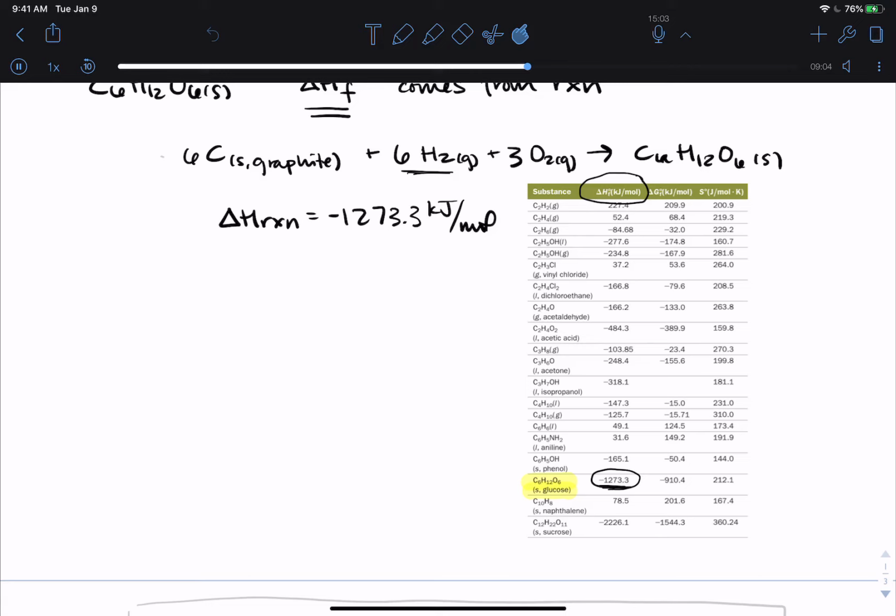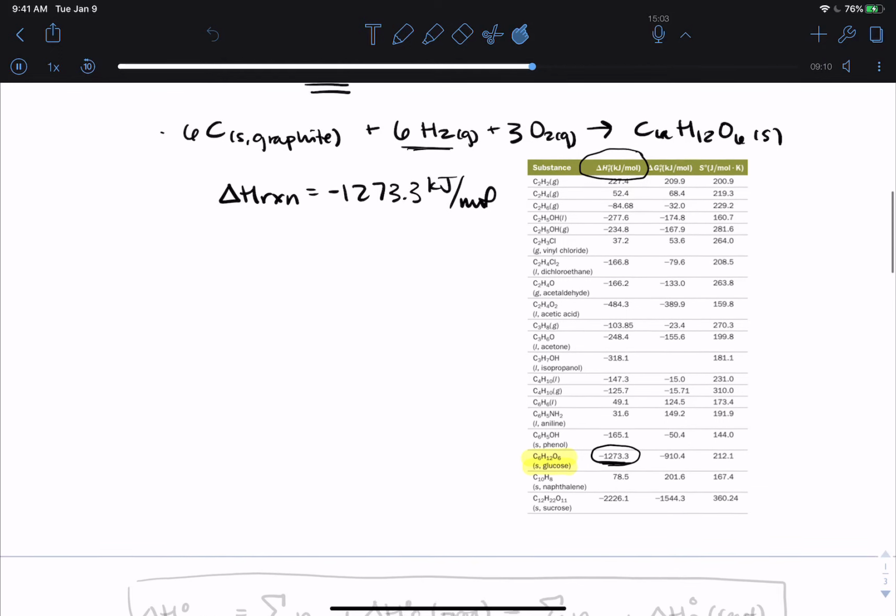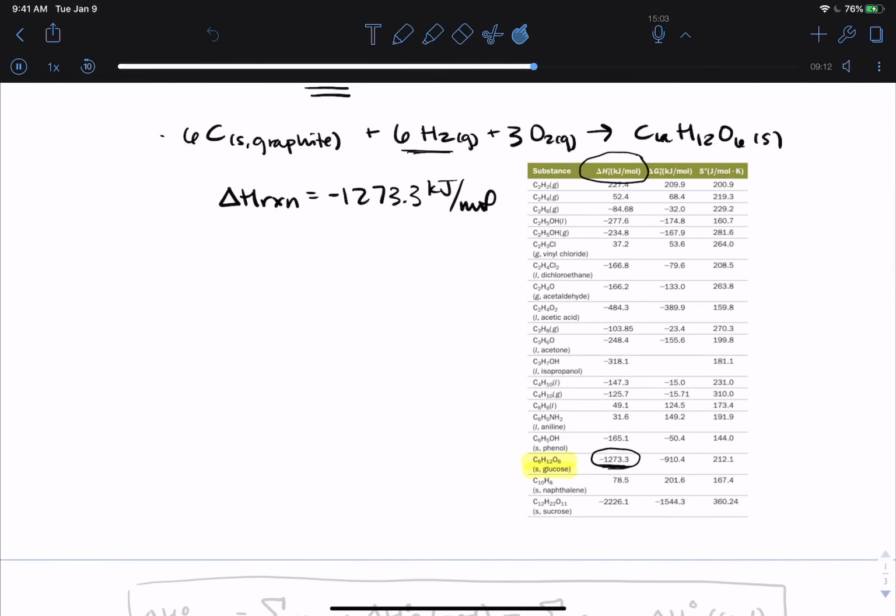However, we do not typically need to use these formation reactions because everything that we do is probably not going to have just pure elements in their standard states. It's going to have a bunch of other chemicals. And if we were to go through the process of Hess's law, we could write these formation reactions for everything and add them up. Or we have a formula.